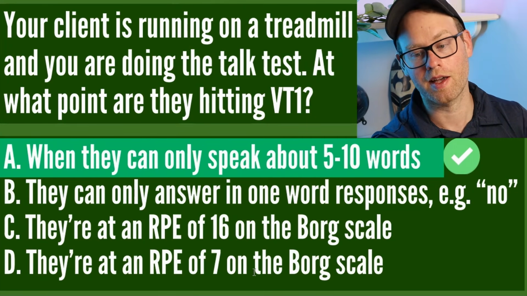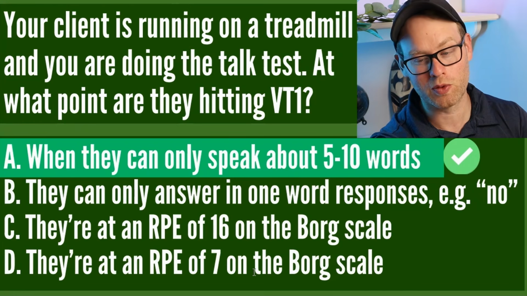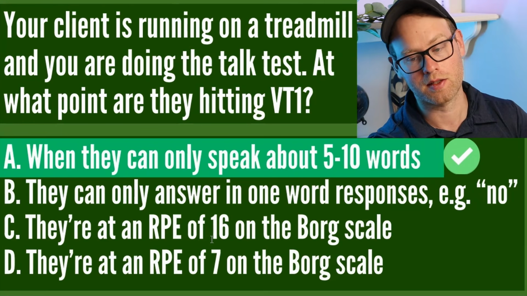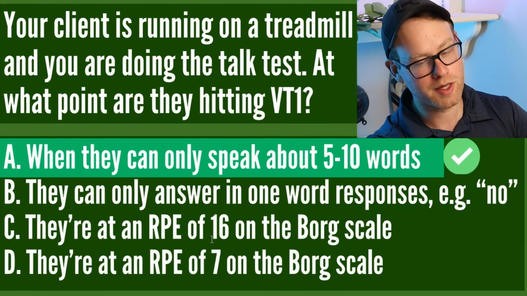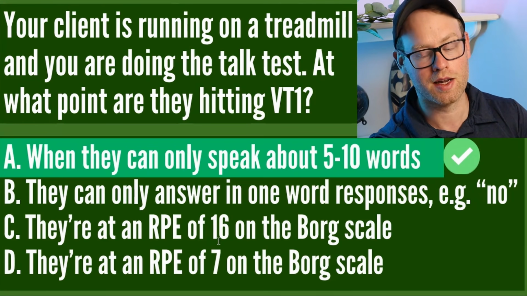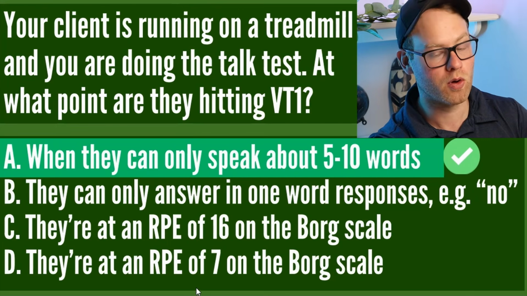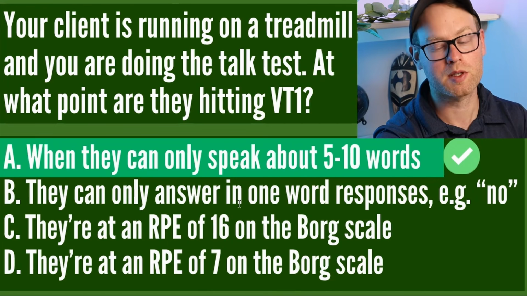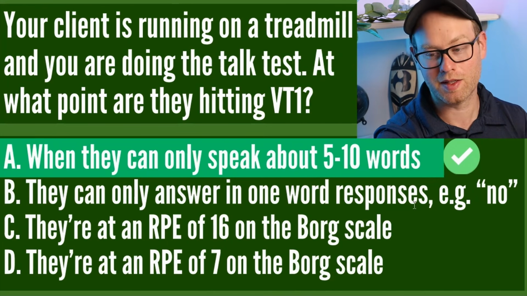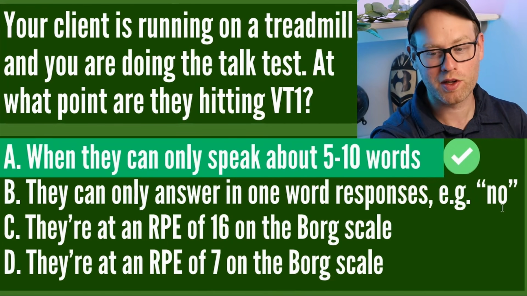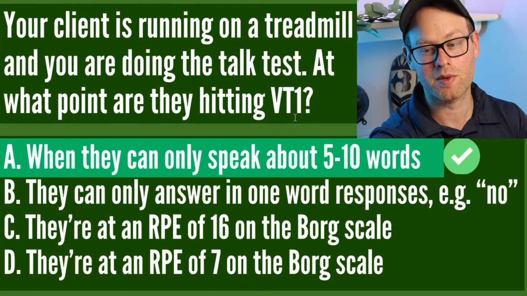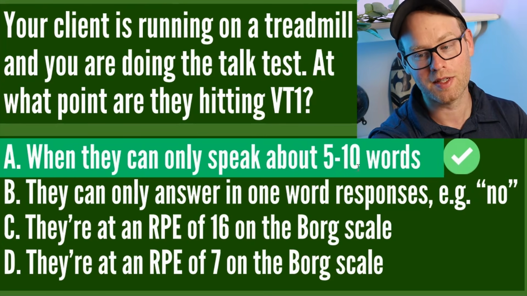And having that information allows us to rule out D and C here, because an RPE of 7 is basically like you're doing nothing. That's a super easy thing. And an RPE of 16 on that 6 to 20 scale is pretty hard. So they're definitely not at an RPE of 16 or an RPE of 7. We can also rule out B here because if someone can only respond with single word responses such as no, they're working really hard, and VT1 is just when things start to become challenging, so 5 to 10 words would be about right.